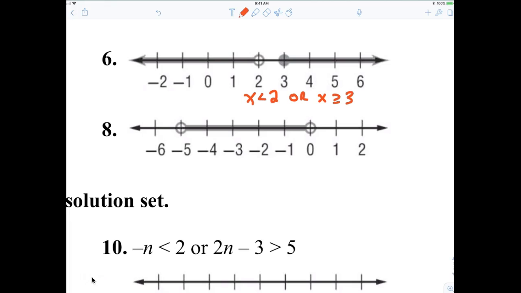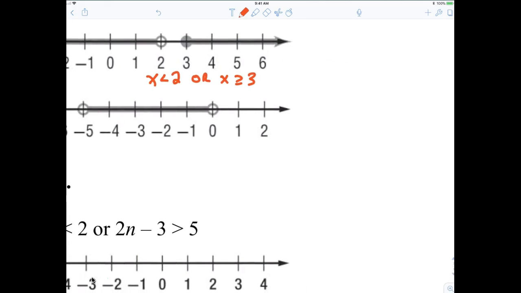All right? Does everybody agree? That's kind of easy. All right, now let's do the interval notation, which would be, come on.